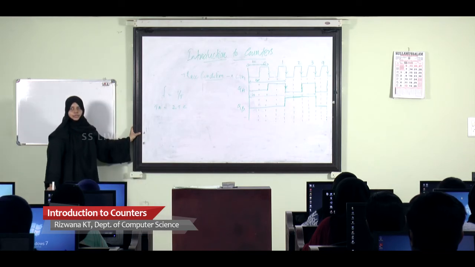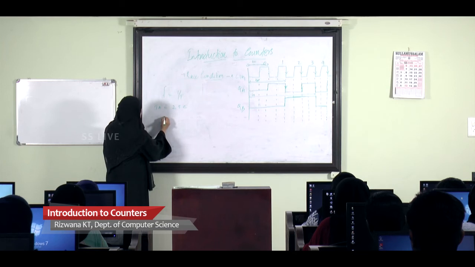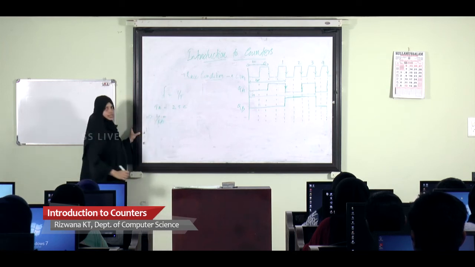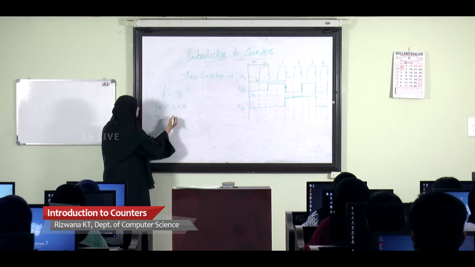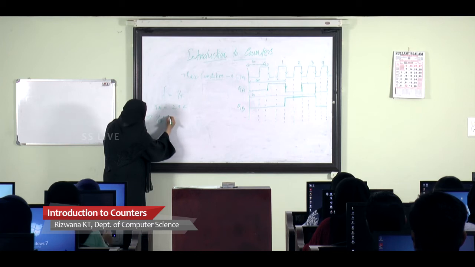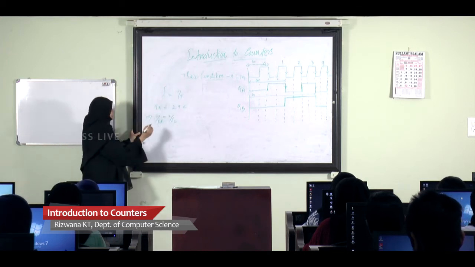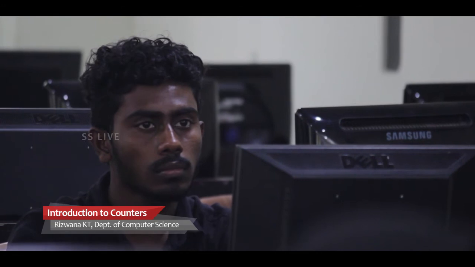We will calculate the frequency for QA, which implies 1 by Fa is equal to 2 Tc, means 2 by Fc. And therefore Fa is equal to Fc by 2. This is the frequency division in QA.